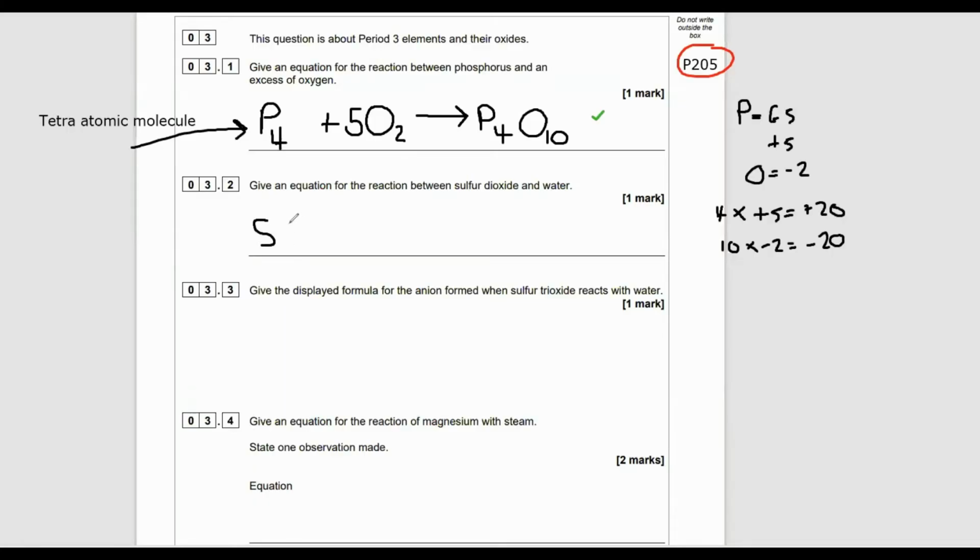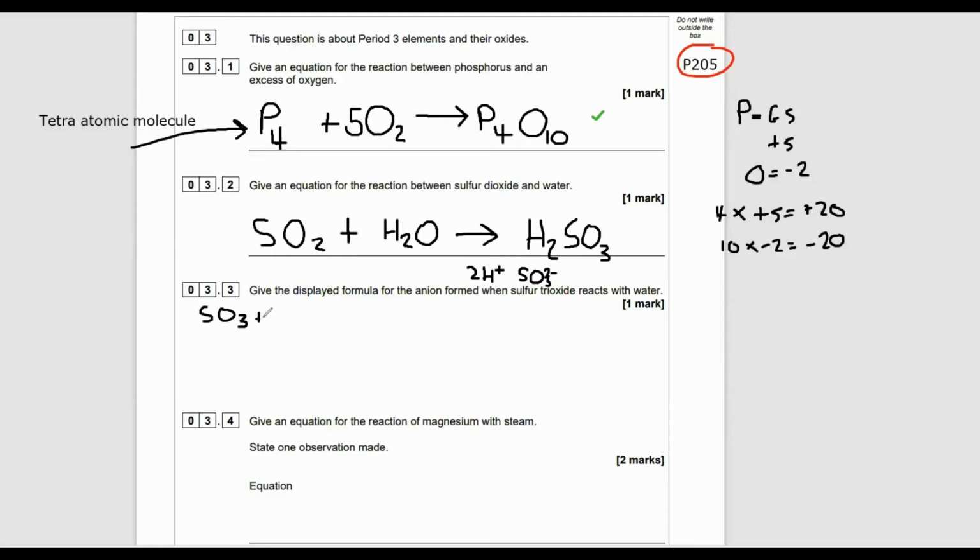But let's move on. Give an equation for the reaction between sulfur dioxide and water. So I need to write SO2 plus H2O, draw a little arrow, and that's going to make H2SO3. It's made of 2 hydrogen ions and the SO3 ion. You could write that as 2H+ plus SO3 2-, because that hydrogen sulfite, as it says in water, is going to be aqueous, so the ions are going to be free to move.